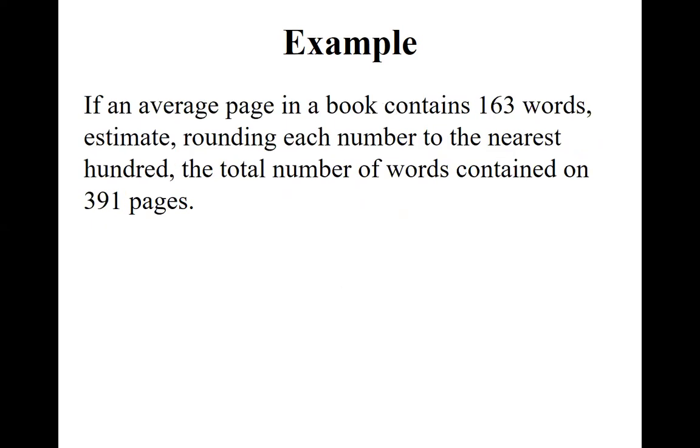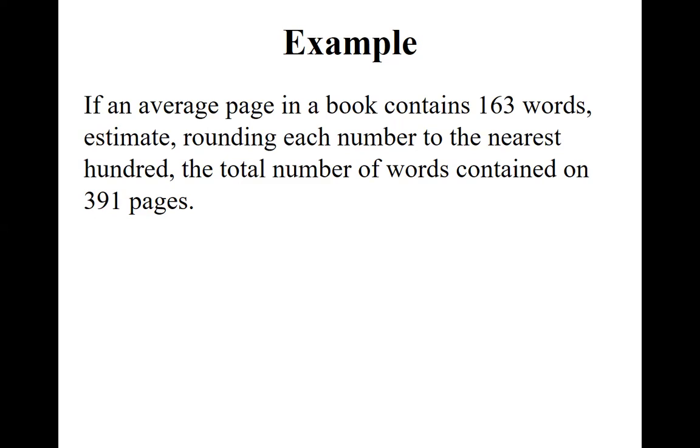If an average page in a book contains 163 words, estimate, rounding each number to the nearest hundred, the total number of words contained on 391 pages. So the exact answer would be the 391 pages times 163 words, because there's 163 391 times. Instead, it's a lot easier if we multiply 2 estimates together, rounding each number to the nearest hundred.